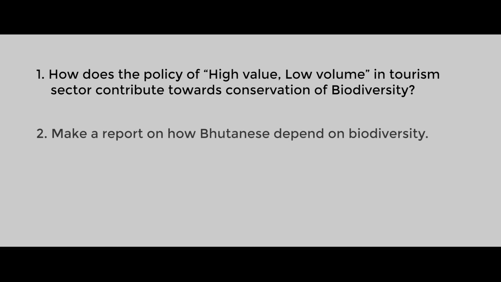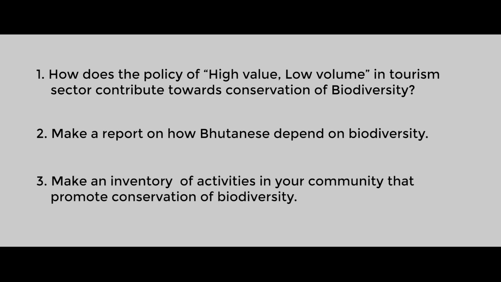Second, can you make a report on how we Bhutanese depend on biodiversity? And the third one, make an inventory of activities in your community that promote or help in the conservation of biodiversity.